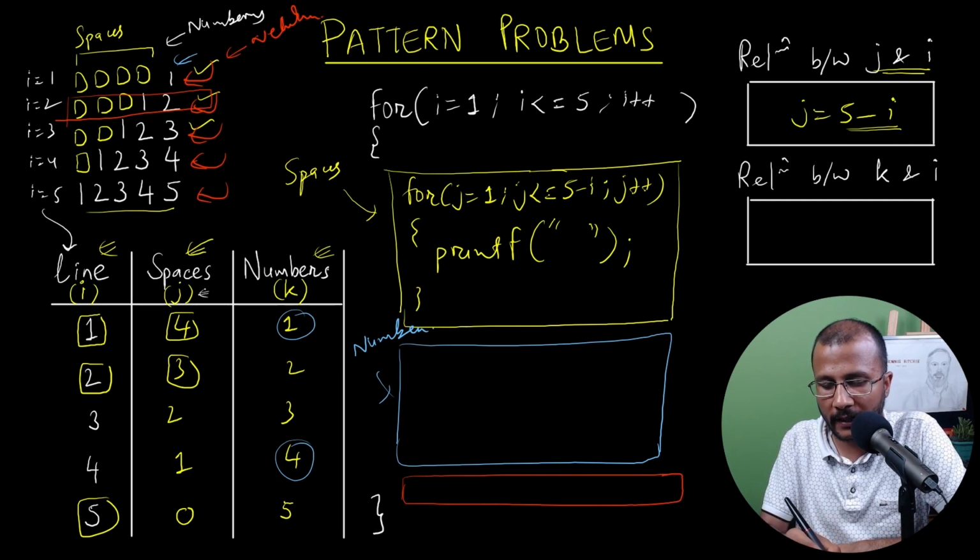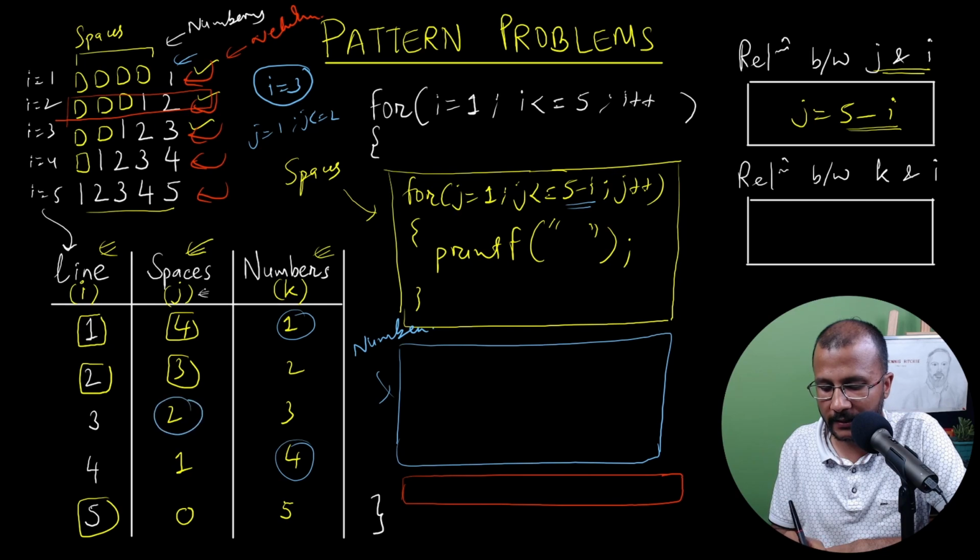So let's talk about line number 3. For line number 3, I is 3. In line number 3, it will be less than equals to 5 minus 3. 5 minus 3 is 2. So less than equals to 2. So j will be ranging from 1 to j less than equals to 2 in line number 3. In line number 3, see, there are exactly 2 spaces. So this will run for 2 times. Therefore it will print 2 spaces in line number 3. Okay, so this is done.